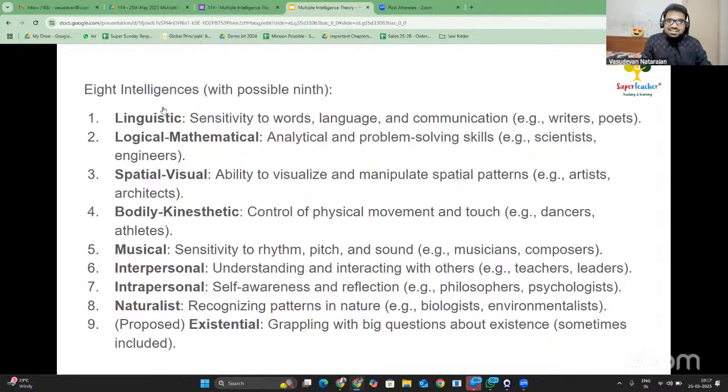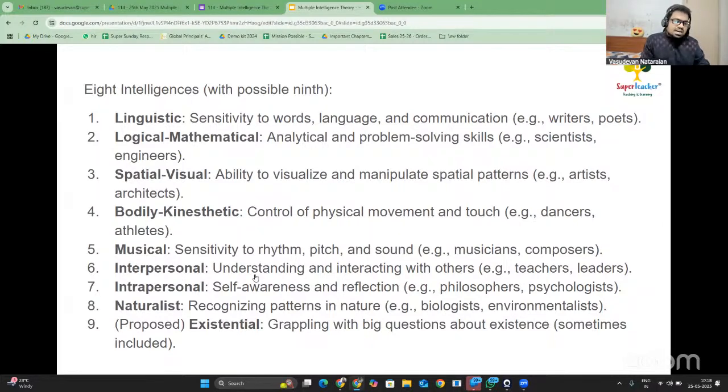Next come the eight intelligences, a quick reference and revision. Linguistic: sensitivity to words, language, and communication. Example, writers and poets come under this category. Logical-mathematical: analytical and problem-solving skills. Example, scientists, engineers, and people who have certain data and need to come to a conclusion. Next is spatial-visual: the ability to perceive things, visualize, and manipulate patterns. Example, artists, architects, and so on. Now, bodily-kinesthetic: control of physical movement and touch. Example, dancers, athletes. Musical: sensitivity to rhythm, pitch, and sound. Example, musicians, composers.